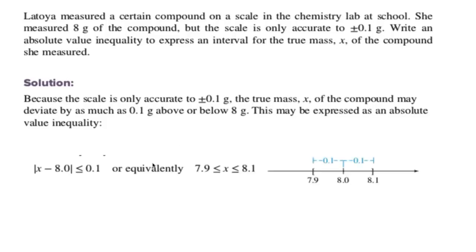And so the way we write this is we say that the distance between the true mass and the measured mass, 8.0. So again, absolute value of x minus 8.0, the distance between the true mass and the measured mass, is less than or equal to 0.1. And if you solve this, you get that x must be between 7.9 and 8.1. Again, here's 8.0, which is the center. If the distance between x and this center is less than or equal to 0.1, it means that it has to be between 7.9 and 8.1.